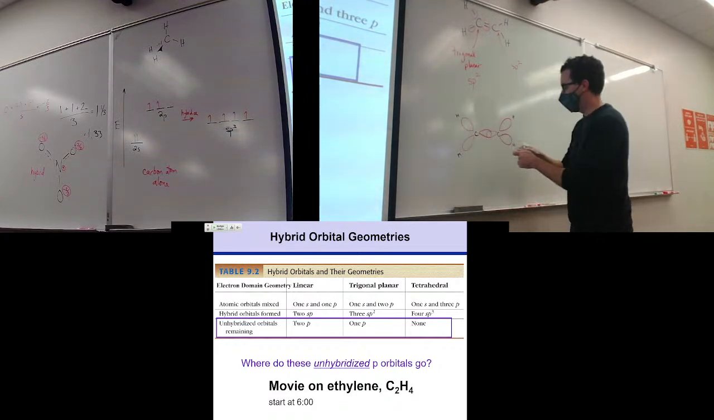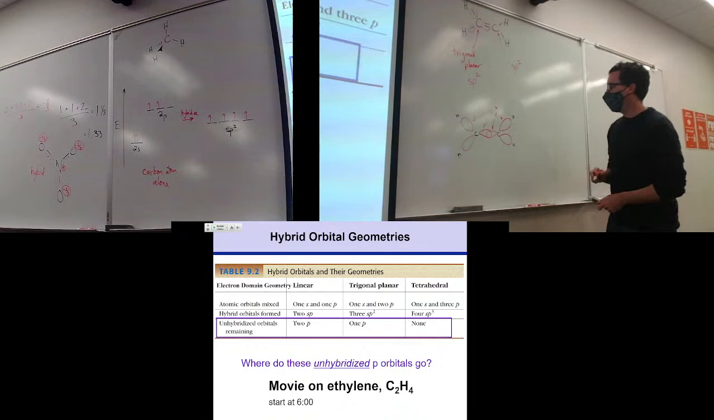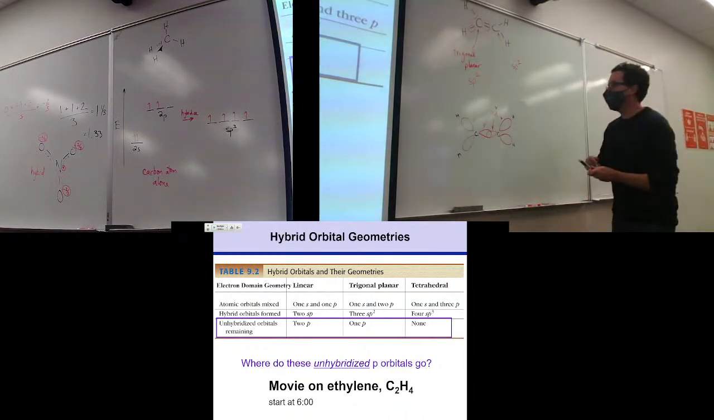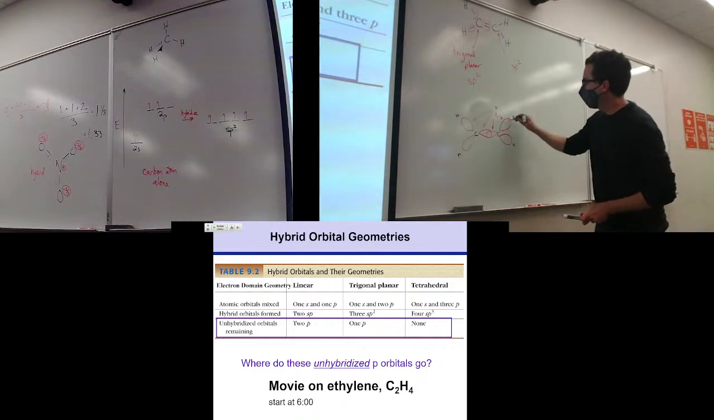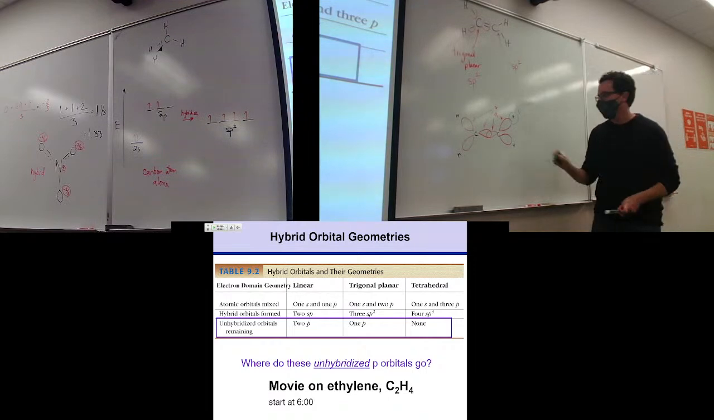So actually, let me label those real quick. So these are all sp2 hybrid orbitals, all of these. And I don't even have all the arrows. I'll do the hydrogen. So the hydrogen's using 1s orbitals to overlap, right?